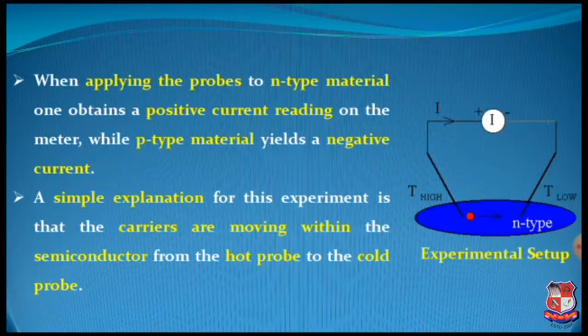A simple explanation for this experiment is that the carriers are moving within the semiconductor from the hot probe to the cold probe. See, the carriers mean, if you are considering the P-type material, the majority charge carriers will be holes, and if you are considering the N-type semiconductor material, then the electrons are the major charge carriers. Very simple experimental setup and a very easy explanation, but an important question in view of your GTU examination.